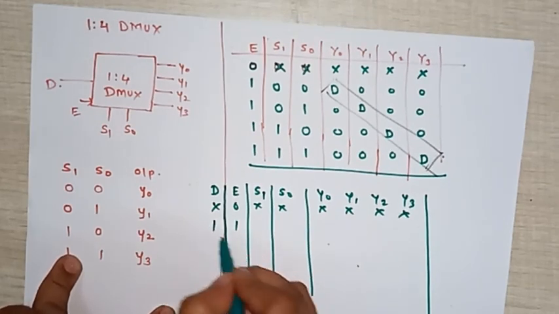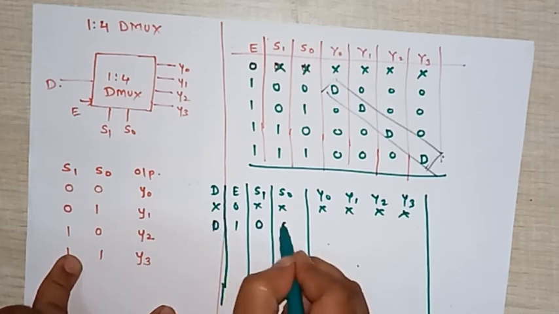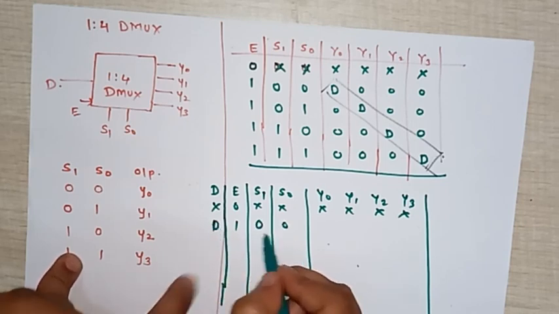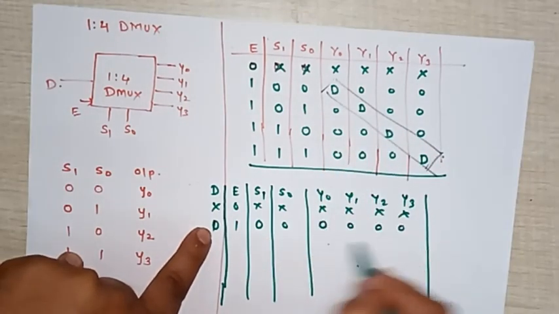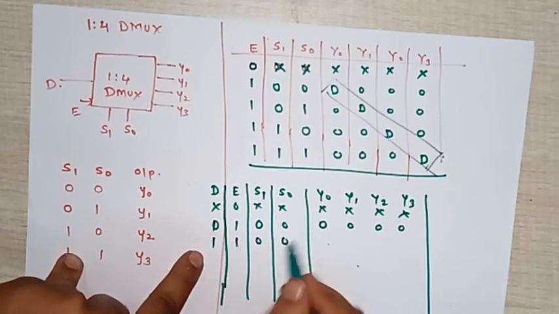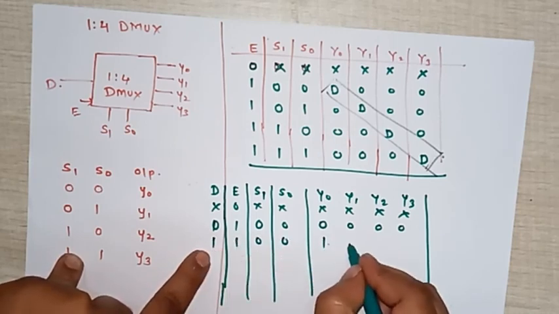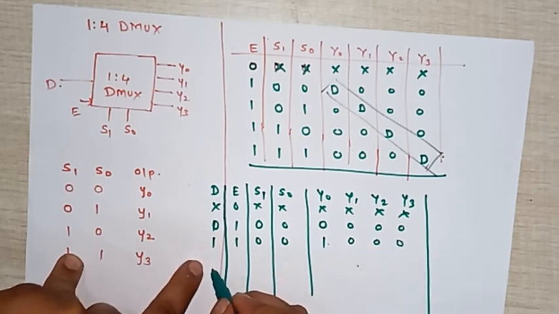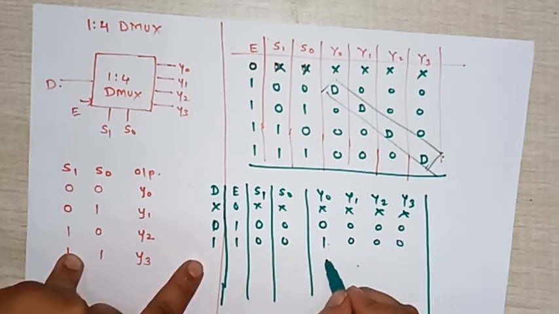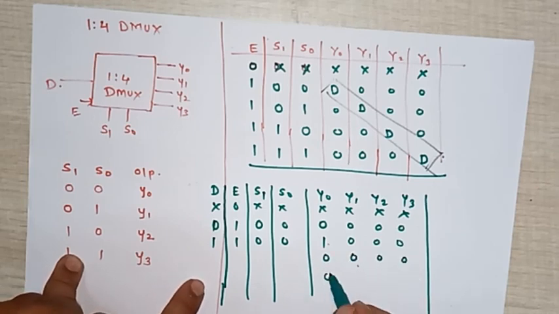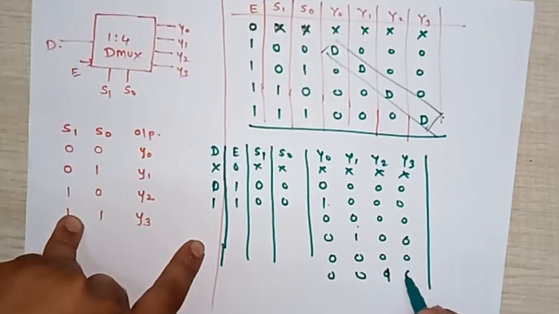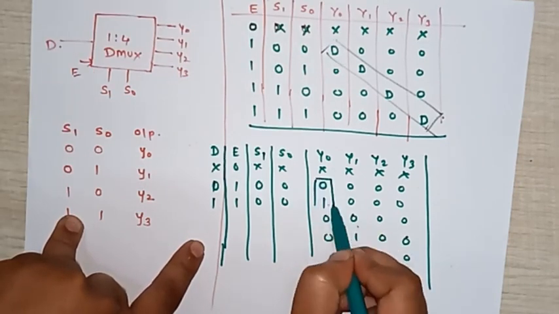Here 1, if it is 1, here D is 0, and the condition is 0 0. For 0 0, output Y is D, so that is 0, remaining 0. If it is 1, again the same condition 0 0, and the D value is 1, so it is 1 0 0 0. Like this, you are getting the sequence like 0 0 0 0, 0 1 0 0, 0 0 0 0, 0 0 1 0. So this sequence will get repeated.